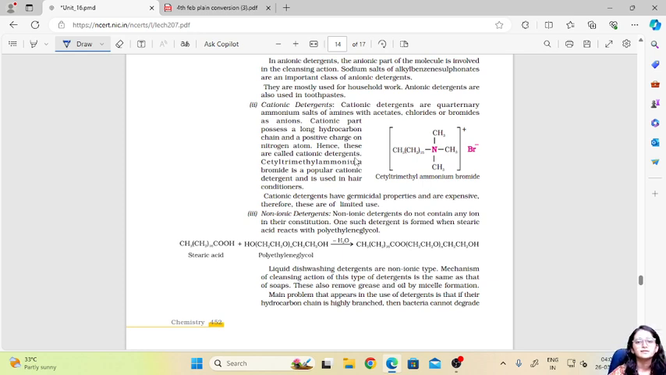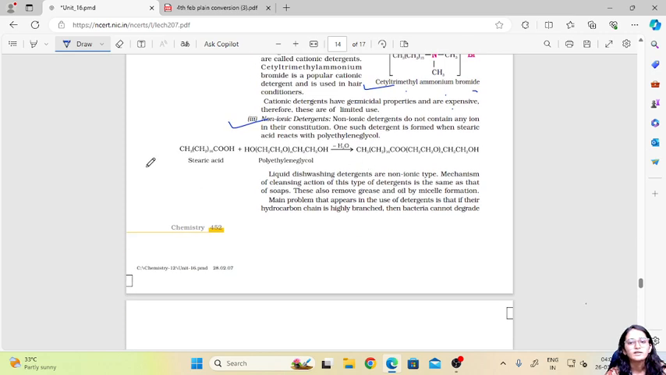Then cationic detergents are quaternary ammonium salts of amines with acetates, chlorides and bromides. An example is cetyl trimethyl ammonium bromide. They have germicidal property and are expensive, therefore they are of limited use. Last we have non-ionic detergents, which do not have any ions in their constitution, and one such detergent is formed when we react stearic acid and polyethylene glycol.